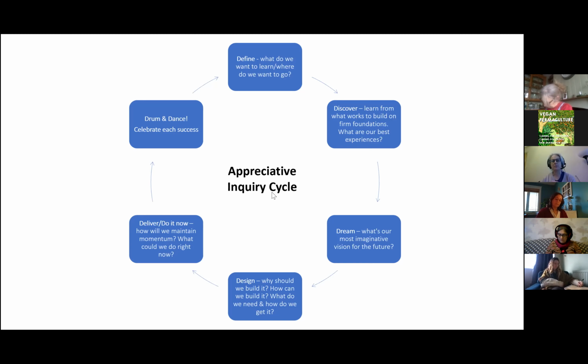Whenever I'm teaching people appreciative inquiry, we always do a little bit of do it now. Get started, whatever it is you're wanting to achieve, no matter how big it is, what small thing you can do right this second to get moving, because we want things to happen quickly. And then drum and dance is the last part.